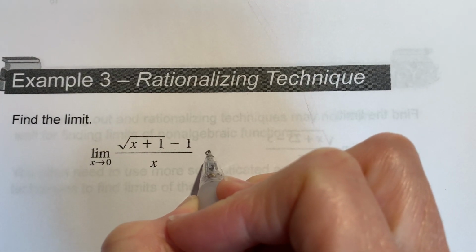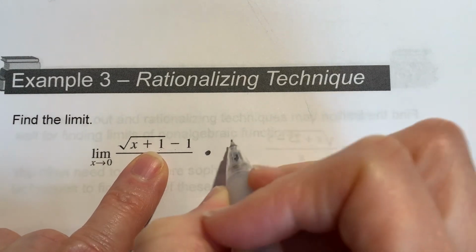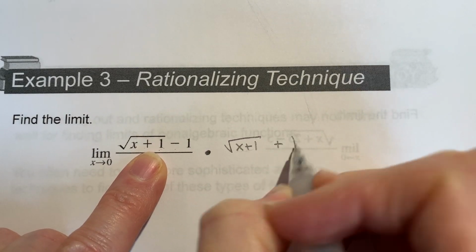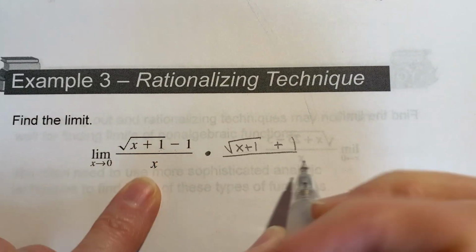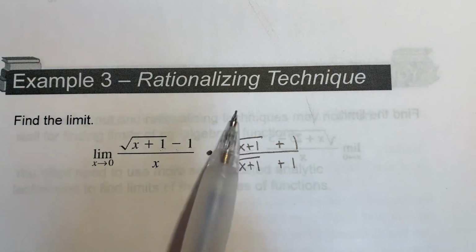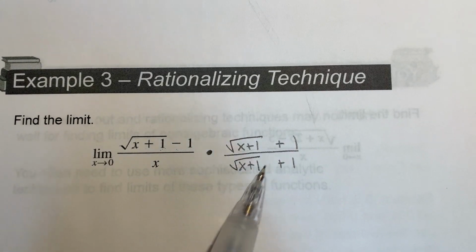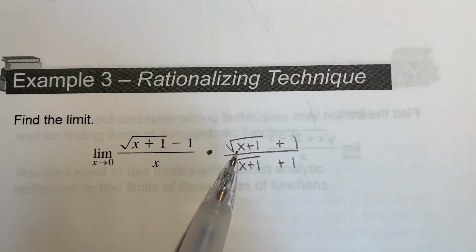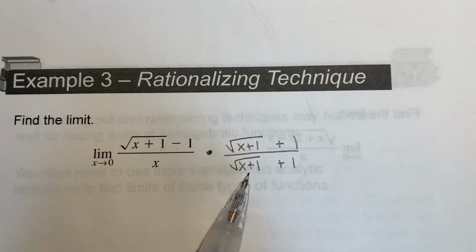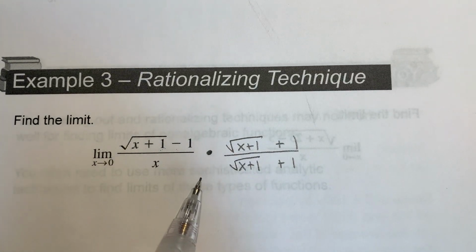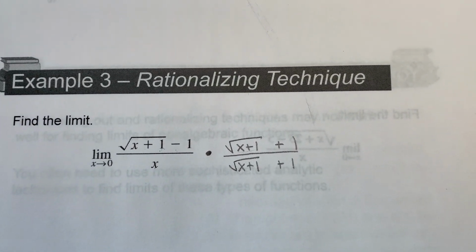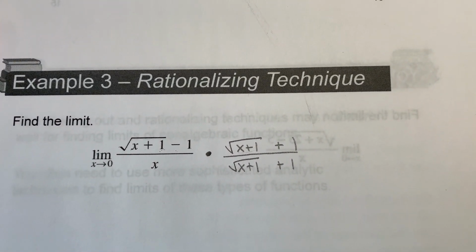So what you want to do is think the conjugate of this would be square root of x plus 1, all under the square root, and then plus 1. So that's the conjugate. I want to multiply the top and the bottom by the conjugate. I'm really just trying to simplify the top. But if I multiply top and bottom by the same thing, that's the same as multiplying by 1. So I'm not really changing this expression. I'm just rewriting it a different way that will then allow me to take the limit.